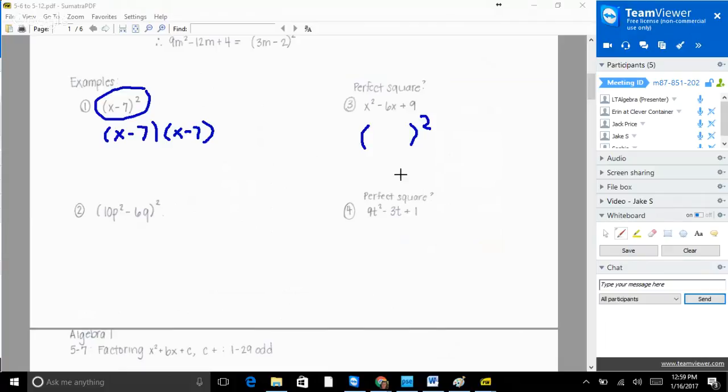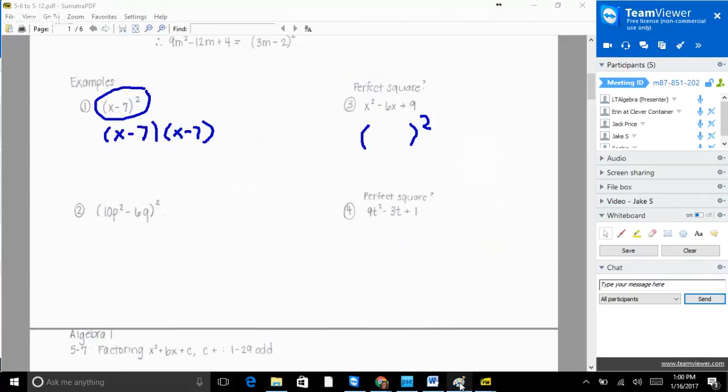All right, so from now on out, you're not just going to be evaluating using FOIL. You're basically going to be sometimes, I unofficially call it, unfoiling. So you're kind of working your way backwards from foiling. Okay, so let me show you what I mean by that. So we have x squared minus 6x plus 9.